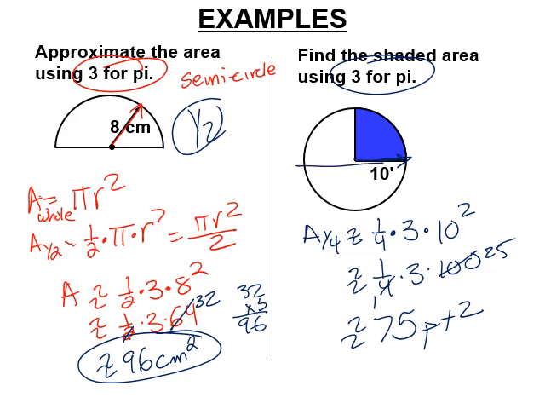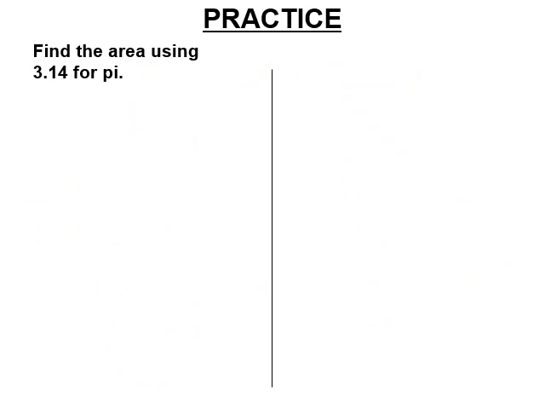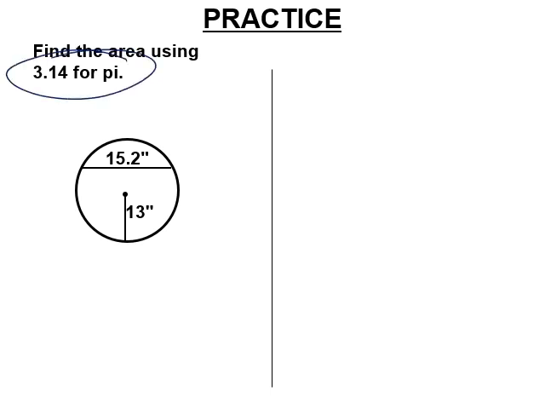Half a circle, you multiply by half. 3/4 of a circle, you multiply by 3/4. It's that simple. All right, we're already at the practice. Find the area using 3.14 for pi. So in homework, always read that so you're not doing the wrong one.